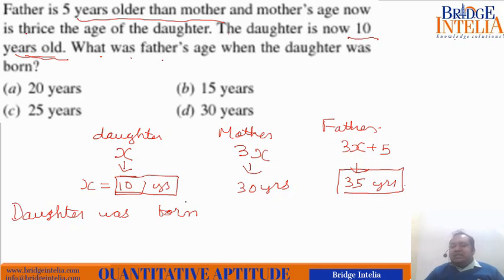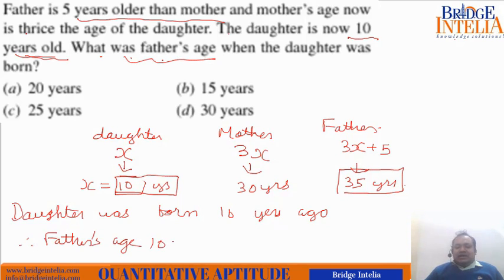What is your age? If your age is 22, it means you were born exactly 22 years ago. So daughter was born 10 years ago. So the question is, what was father's age 10 years ago? Therefore, father's age 10 years ago is equal to his current age minus 10. So 25 years.